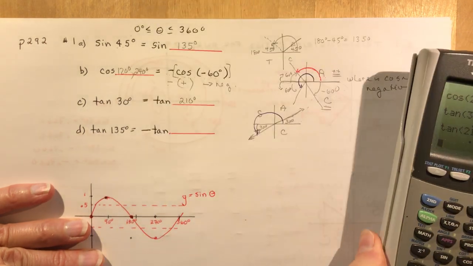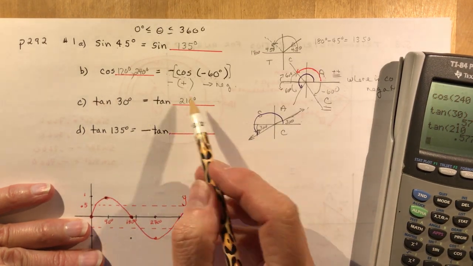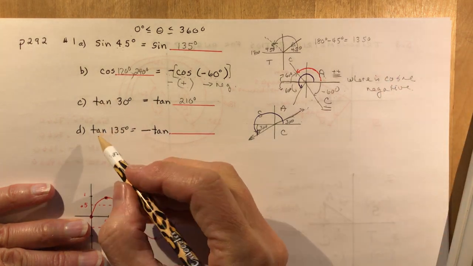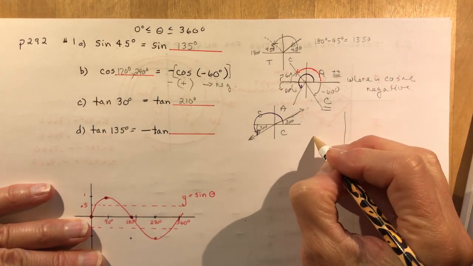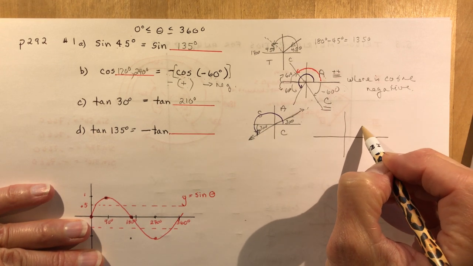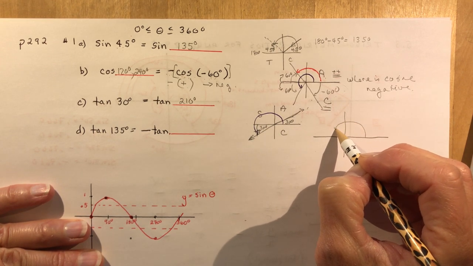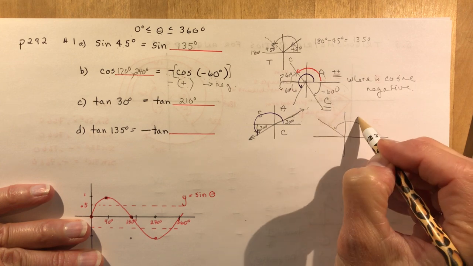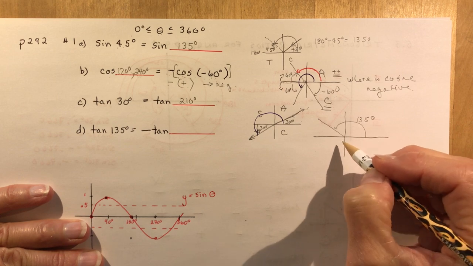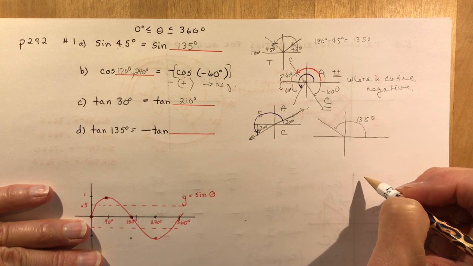Exactly the same answer, so I know I'm right. You don't have to make a mistake in this, right? You can check it. The last one, the tan of 135 degrees, so make sure you're in the right quadrant. If I came all the way around, I would stop right here at 135 degrees. And I'd say, well, is the tan of 135 positive or negative?